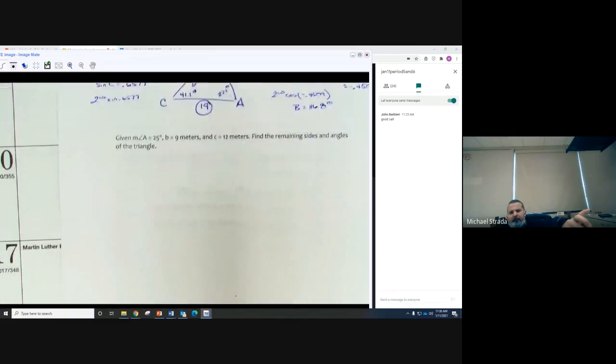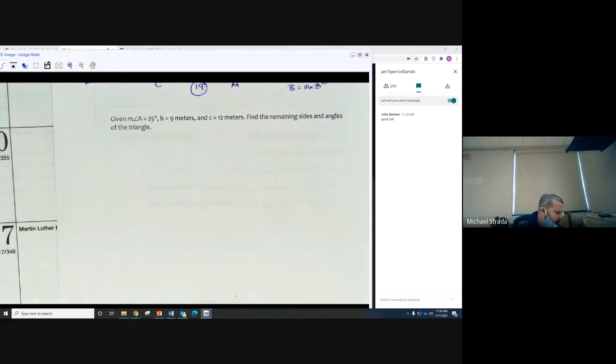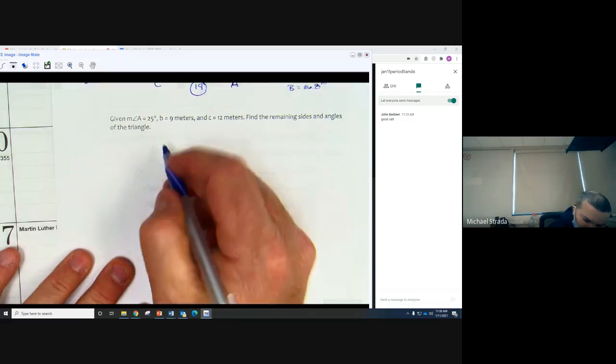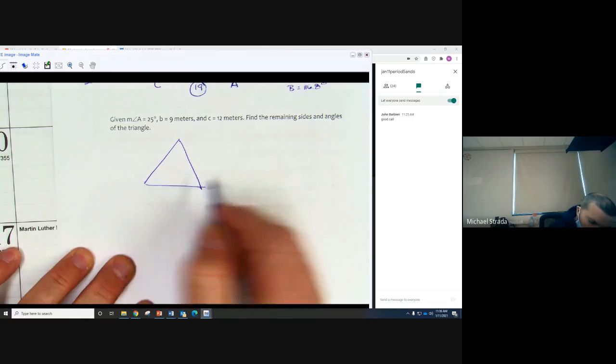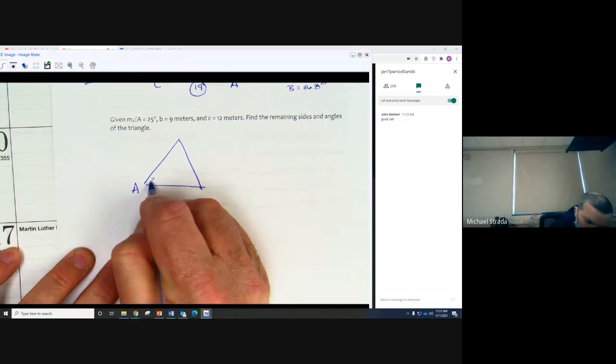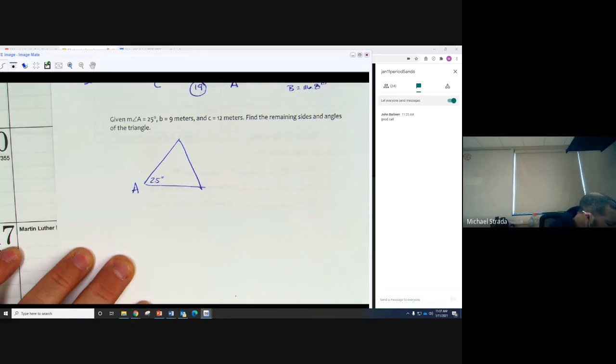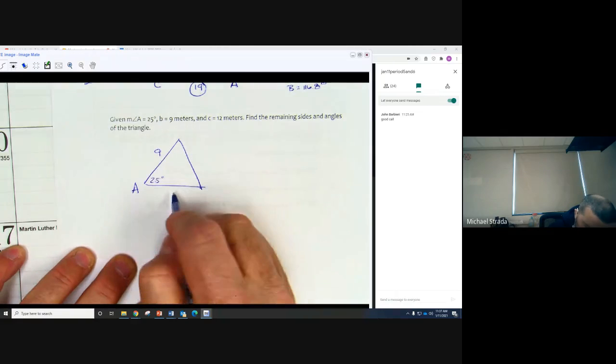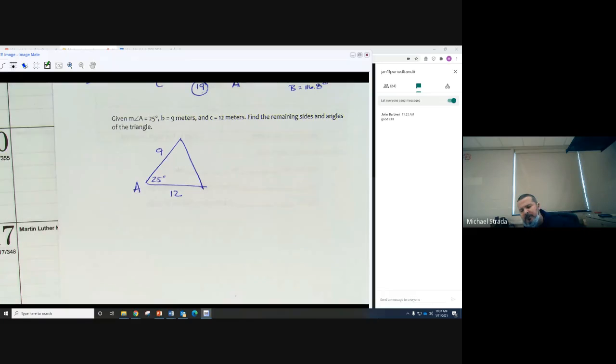All right. So the next situation, side angle side. Given the measured angle A is 25 degrees, B is 9 meters, and C is 12 meters. Find the remaining sides and angles. All right. So A can be in that corner, 25 degrees. B is 9, C is 12. They are the adjacent sides, the sides of the angle.